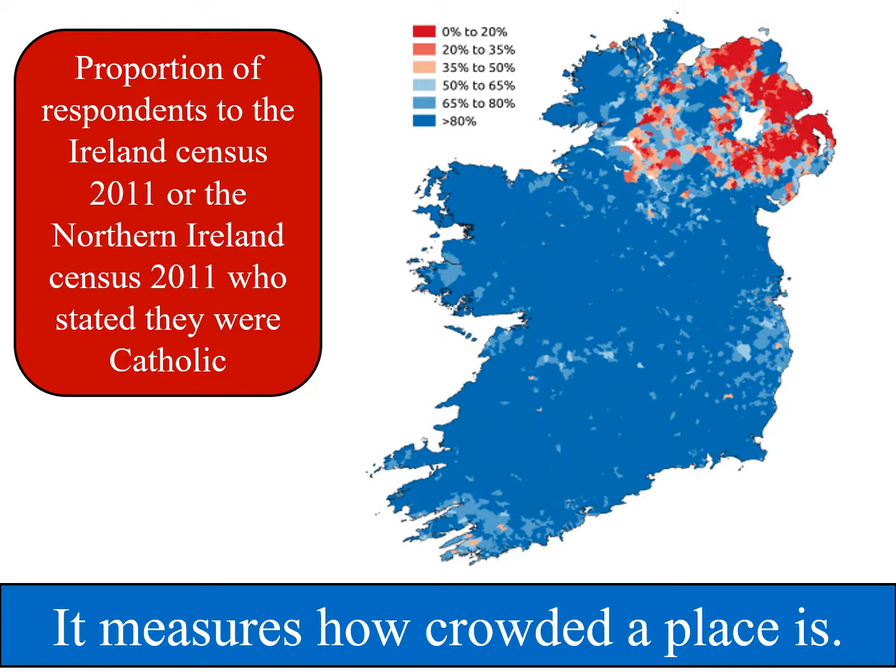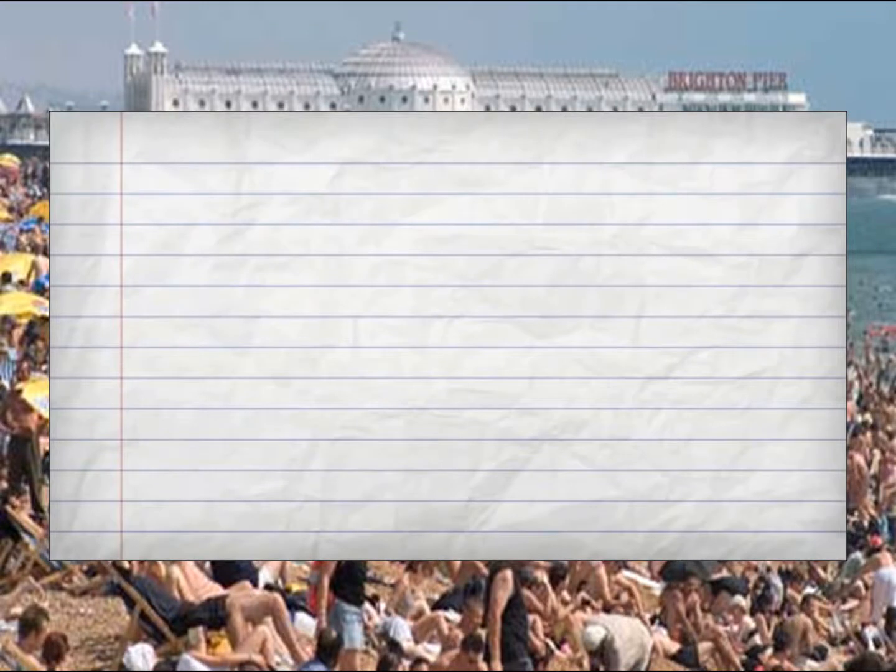It measures how crowded a place is, or it can measure specific things, like this map of Ireland, which shows us the proportion of respondents to the Ireland census in 2011 or Northern Ireland census in 2011 who stated they were Catholic. And as you can see, the majority of people in the Republic of Ireland are Catholic, whereas in parts of Northern Ireland, they are not. Take a second and watch this quick video about population density.